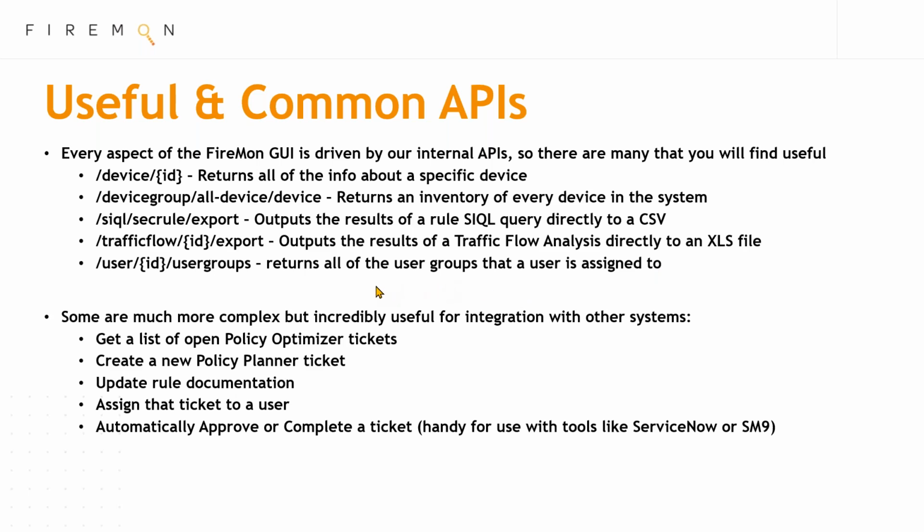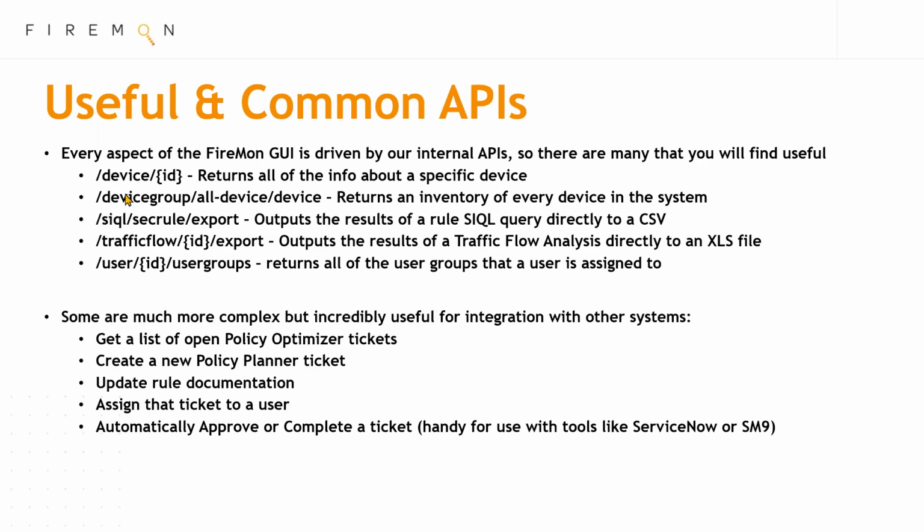So here are some of the APIs that our customers commonly use. The first one here would return all of the information about a specific device in your FireMon ecosystem. The second one here would return an inventory of all the devices in your system. This third one here would output the results of a SQL query to a CSV file via an API call.